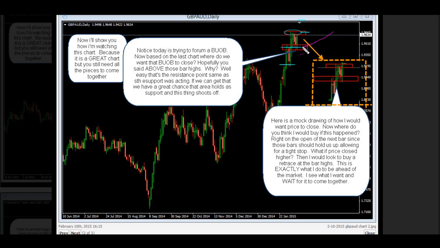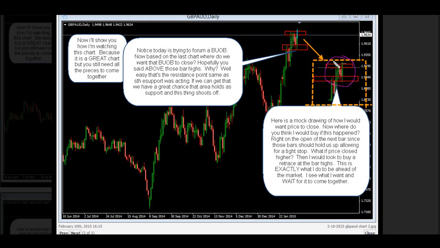So now we had price during this current day when I sent the chart out come down, test these highs, and start to pull back up. So basically what I said is, I'm looking for price to try to close above these bar highs. Just as we said we want to see price over here close below this area, we want to see if price can close above this area. So I did a little mock drawing here. This is a made-up drawing where let's see if we can get the current day's bar to close as a bullish outside bar above these bar highs.